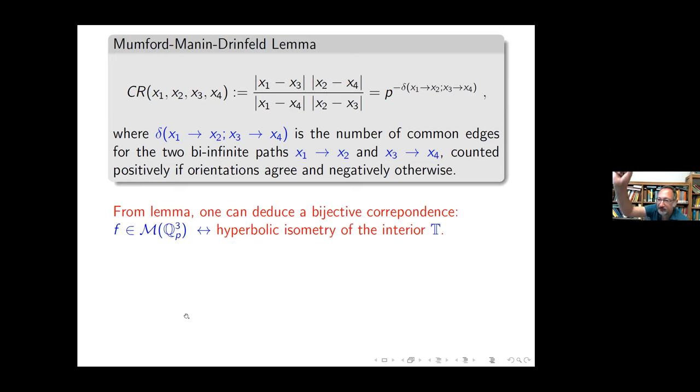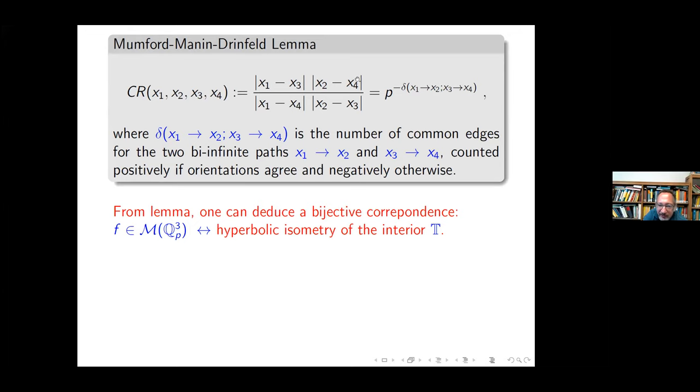So if you have a leaf at infinity, you take a point that goes to it, you look at the image by the transformation, where does it go? It also goes to the boundary, and you use this to define the bijection at the boundary level. And the crucial fact, again, is a one-to-one correspondence between so-called conformal maps of the boundary and isometries of the bulk, which is the trick. And the key for this is this particular lemma, I think, due to Mumford, Manning, and Drinfeld.